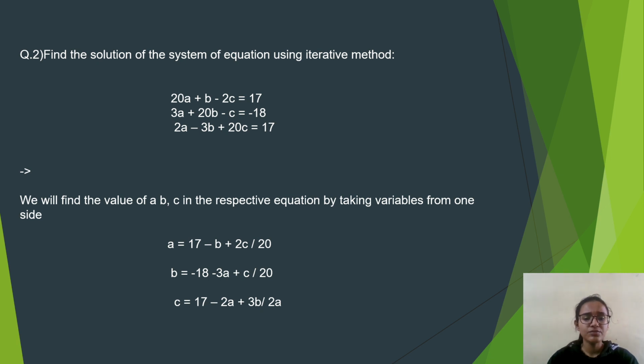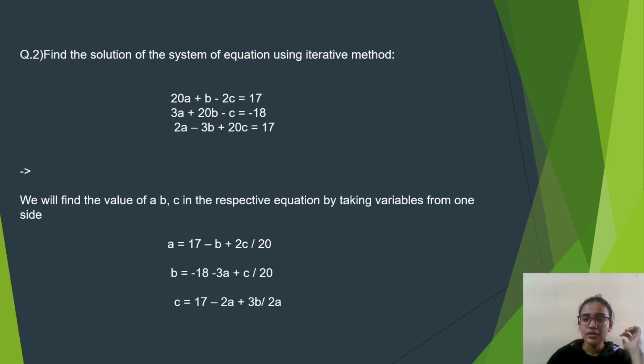In this method, we will be substituting the values obtained in the previous stage, and we will find the values of a, b and c in the respective equations by taking the variable from one side. So we will be getting an equation for each variable given in the equations. That's what we have done here. We have taken the variable to one side and all the other values to the other side. Similarly for b and c also.